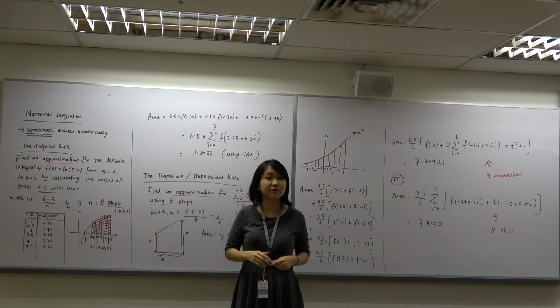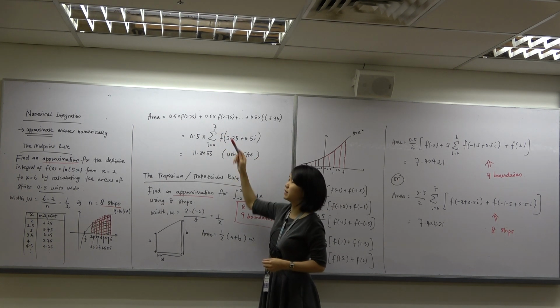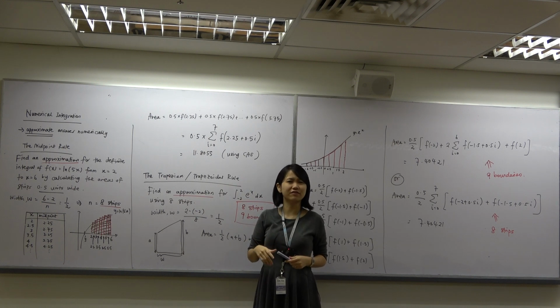because the width was 0.5. So if that is what I got, I'm going to go summation i equals 0 up until 7. Why 0 to 7? Because 0 to 7 gives me 8.